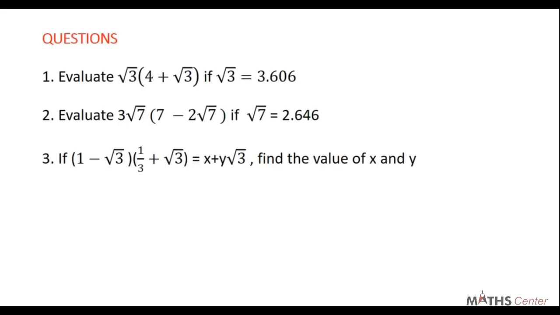So we are being told to evaluate square root of 3 into bracket 4 plus square root of 3 if square root of 3 is equal to 3.606. So this was what I meant in the previous video. Now you can see from here that in this case, the surd has been given to us as an approximation. Square root of 3 has been given to us as 3.606, and we are being told to evaluate this. The same thing applies to this. Then when you come here, this binomial has been given to us, and we are being told to find the value of x and y. Now we are going to see how to go by this.